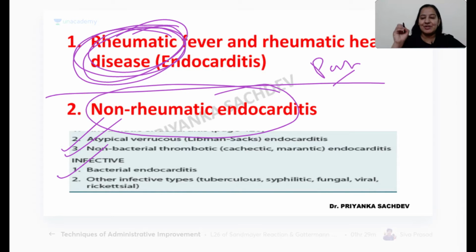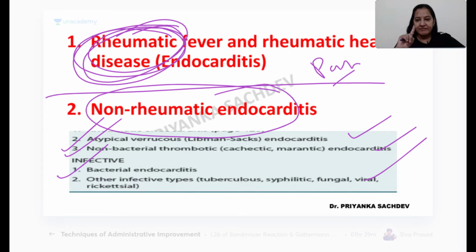If I start directly with the rest of the 3, newcomers won't know what is there in rheumatic endocarditis. So first, in 5 or 10 minutes, I will give you a brief revision of rheumatic endocarditis so that we can compare it with the rest of the 3 endocarditis. Then the rest of the 3 we will take in detail, like rheumatic. So are you people there?